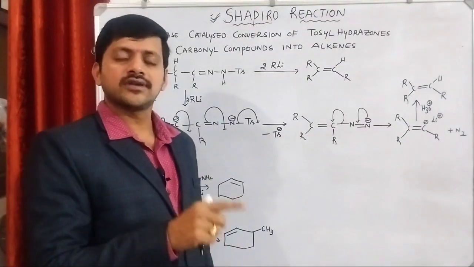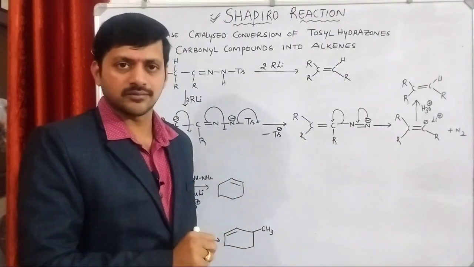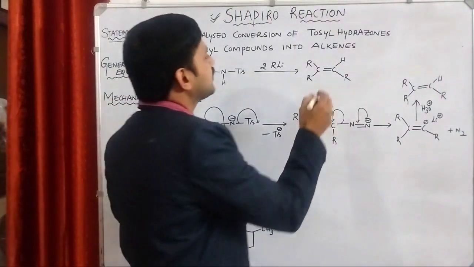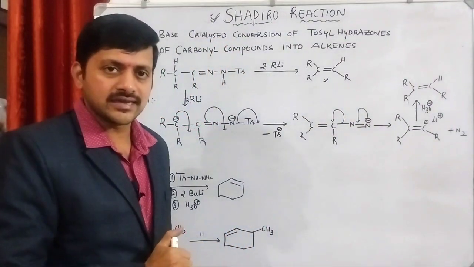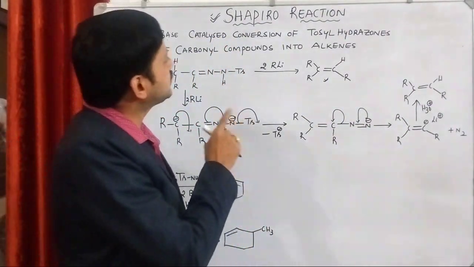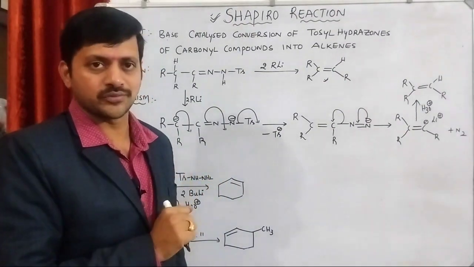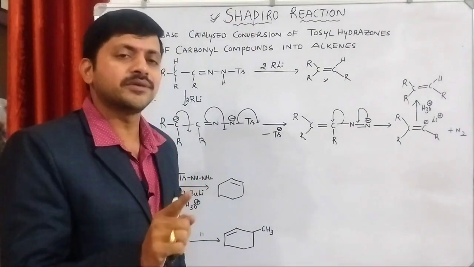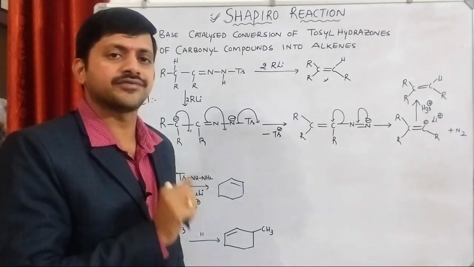In Shapiro reaction and Bamford-Stevens reaction, the products are the same. Alkenes are produced. But in case of the Bamford-Stevens reaction, what happens? The more substituted alkenes are the major products. But in case of Shapiro reaction, the less substituted alkenes are the major products. So you need to remember this whenever you study both these reactions. Right? This is the first point.